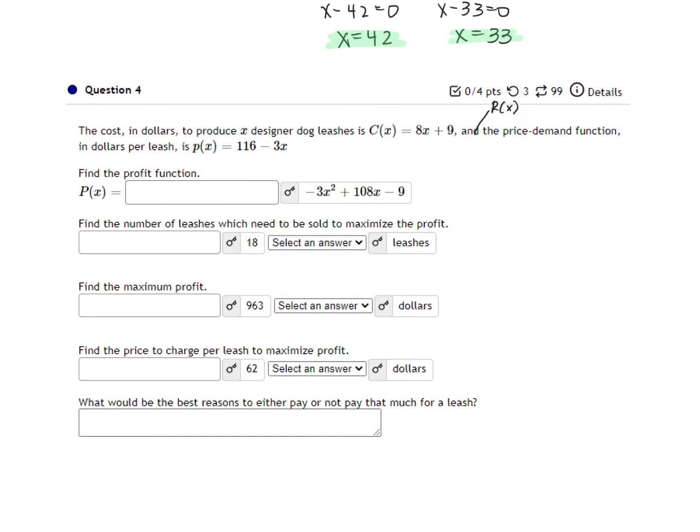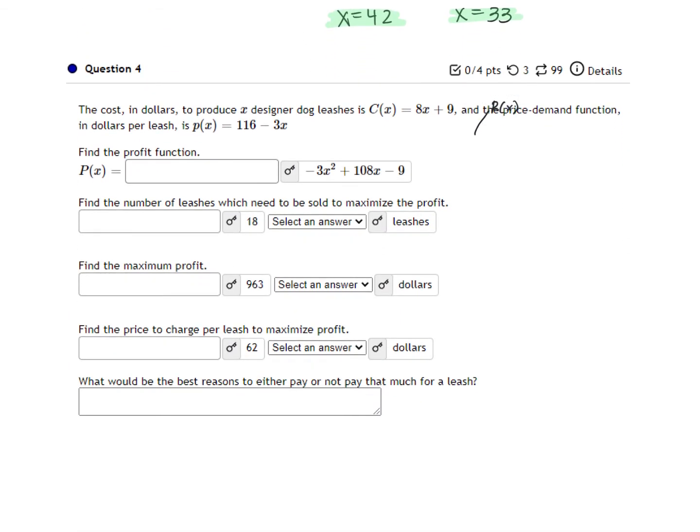Okay, let's look at question number 4. It looks like I wrote all the answers. I left all the answers up, but that's okay. We'll show the work to know how to get there.